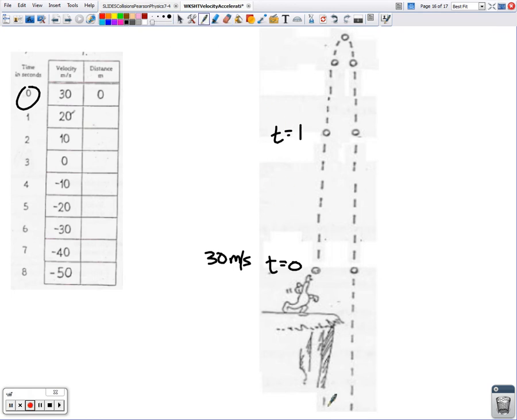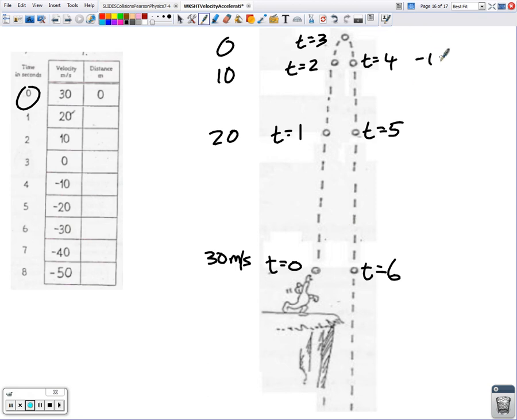At T equals 1, even if it didn't tell you in the chart, what should the velocity of that object be there? It should go down by 10, because that's what gravity does, right? T equals 2 here. T equals 3 here. Okay? Good there? And then 4, 5, 6. And it gives you the velocities as -10, -20, -30.